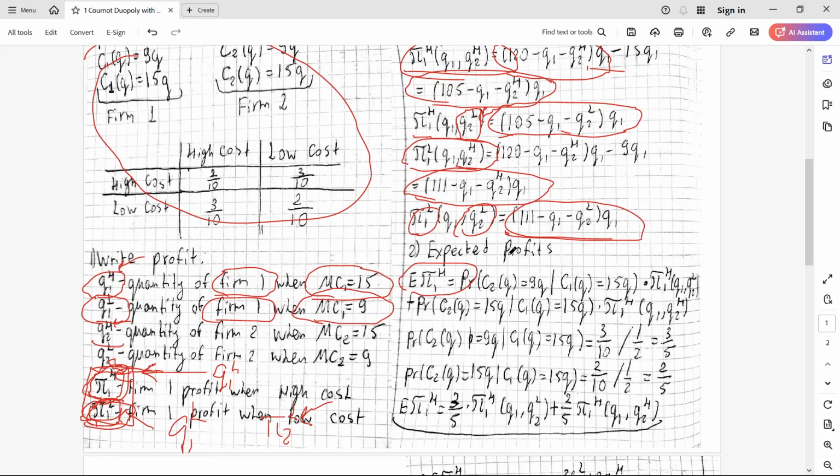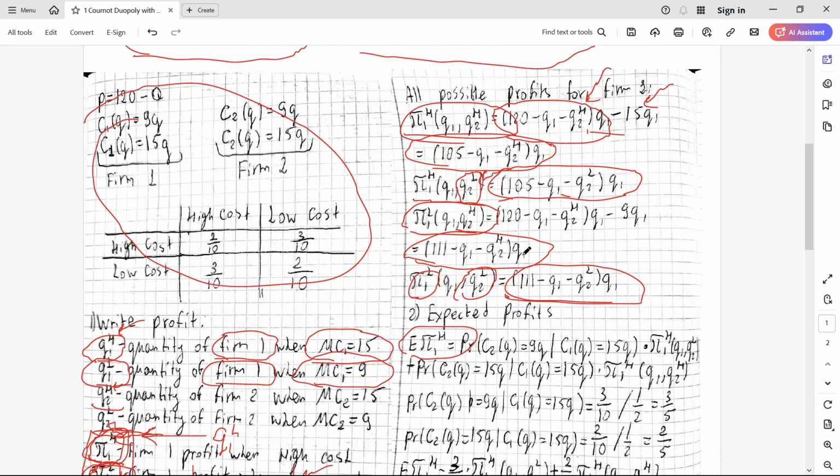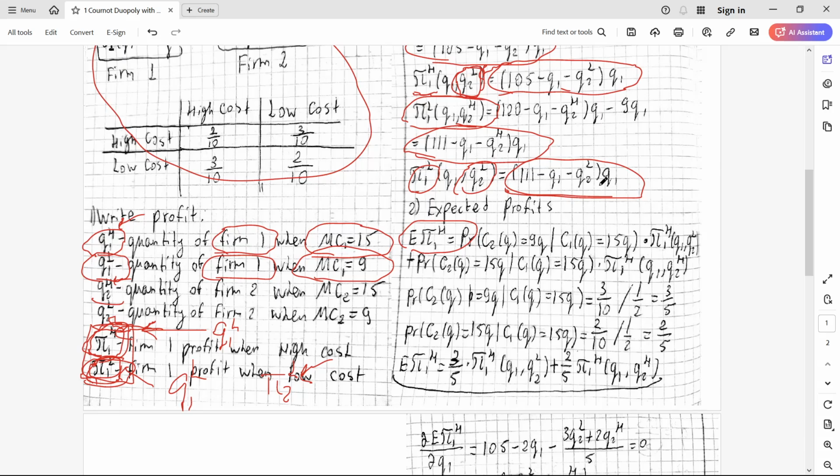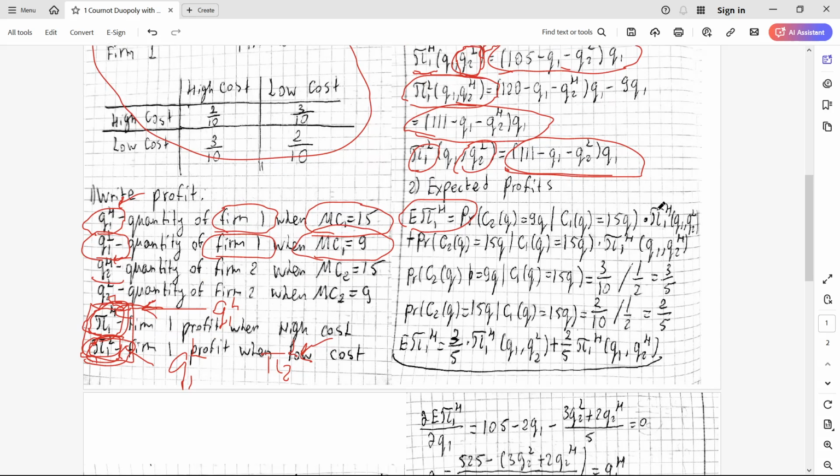This is basically the weighted sum of profit when they're high type and the other firm is of high type, and profit when they're of high type and the other firm is of low type. The weights are the probabilities. So the weight of this person being high type and the other person being low type would be the probability that the other person is of low type when we are of high type. So we write conditional probabilities because we are aware of our type.